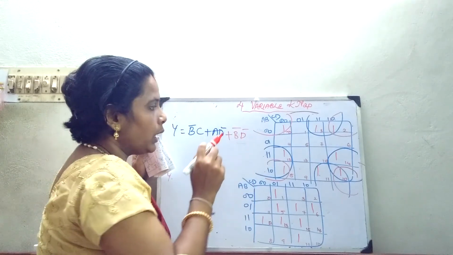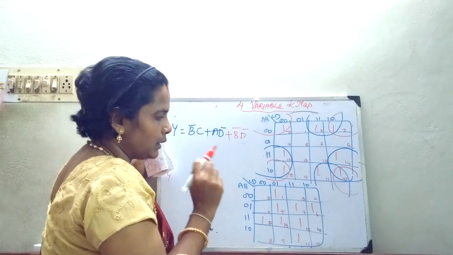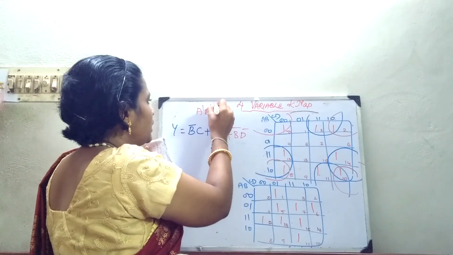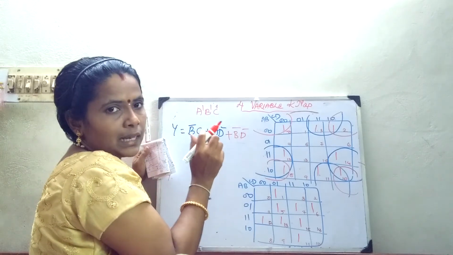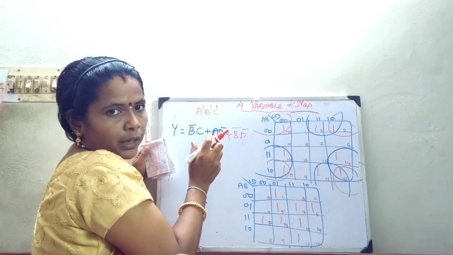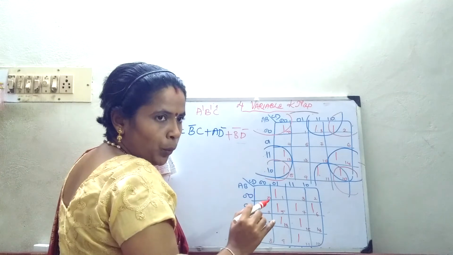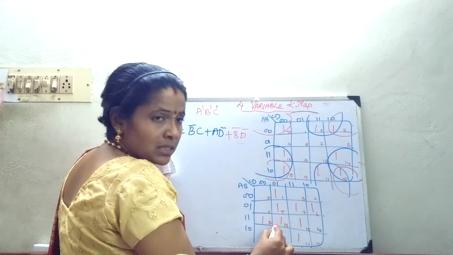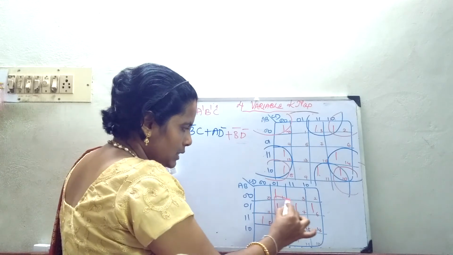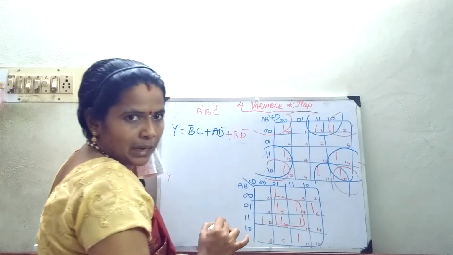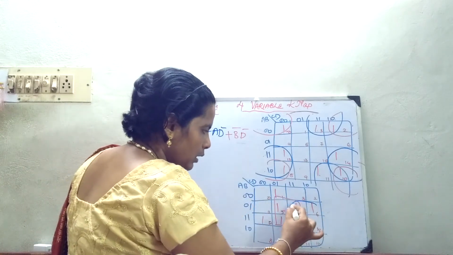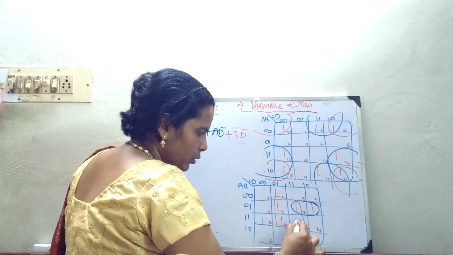Okay. So in this case, I would like to say certain things. Suppose if I am going to write it as A bar, B bar, C bar, that is each min term, it is called as an implicant. Okay. And whenever I am going to group, in this case, if I am going to group like this, for example, in this I can group like this also.